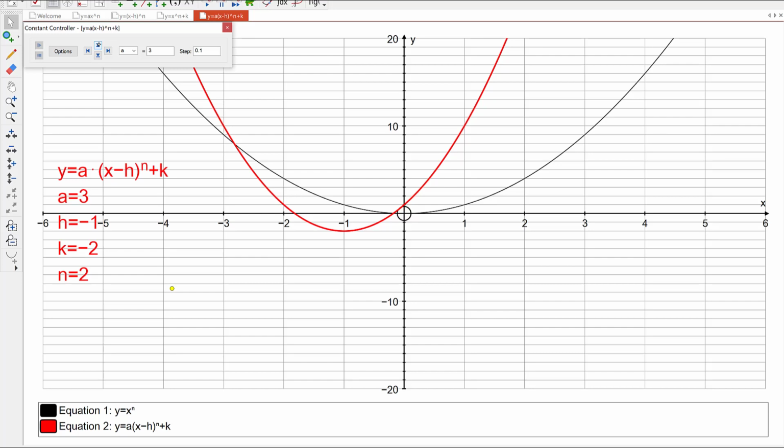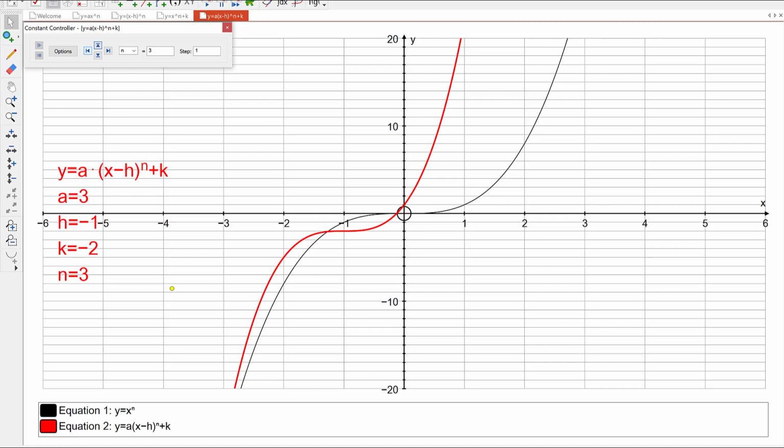of the parabola. If we were to now change the n value so that it's 3, it's a cubic graph with those same transformations applied. Dilated by a factor of 3 from the x-axis, so it's steeper than the other one. Translated to the left by 1 and translated down by 2, so its point of inflection is at (-1, -2).